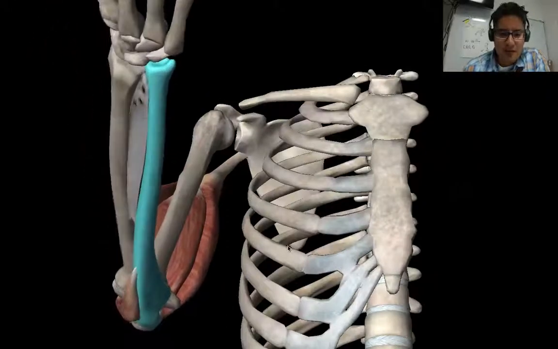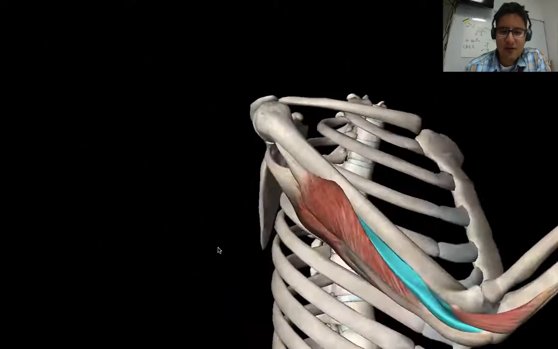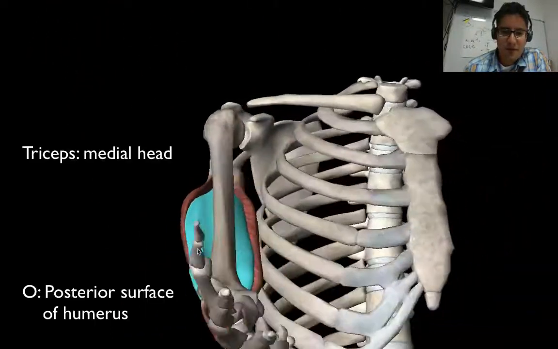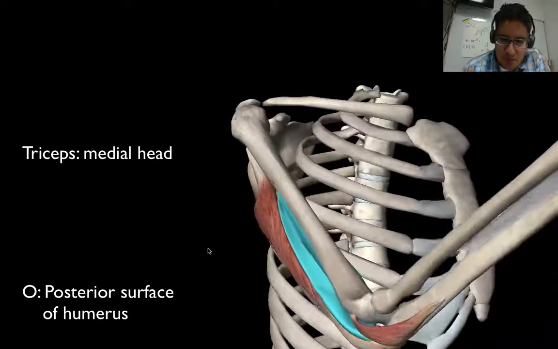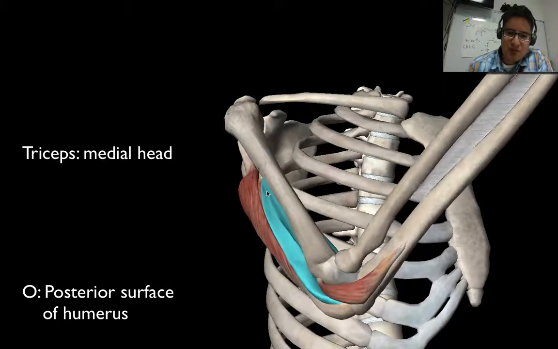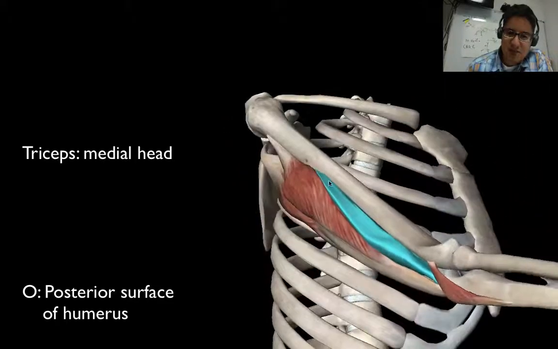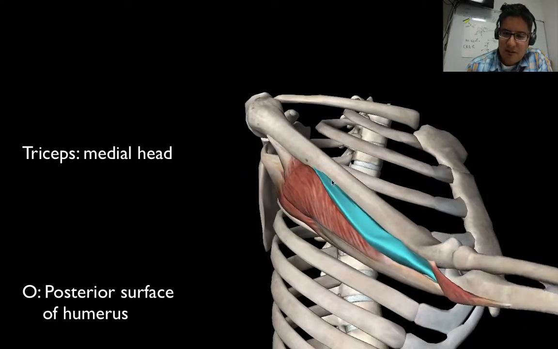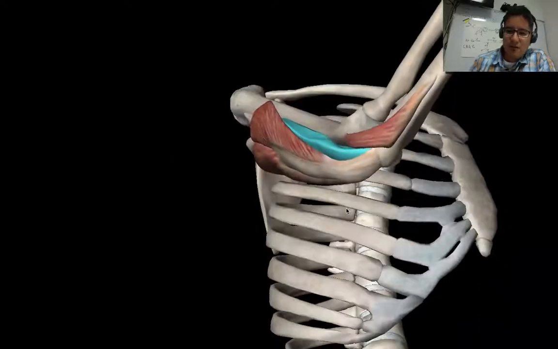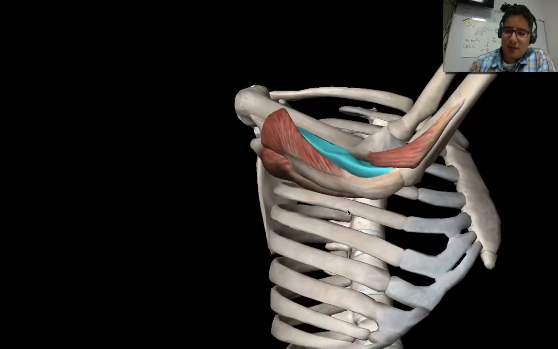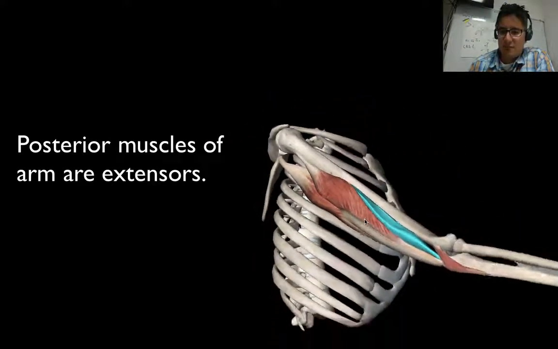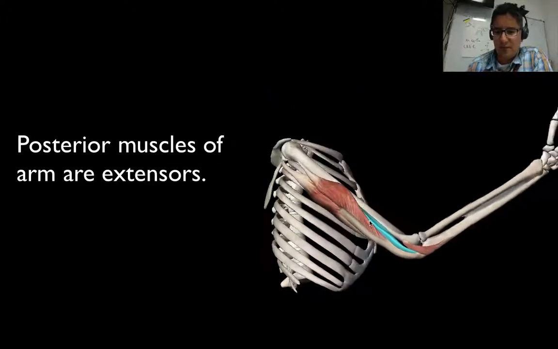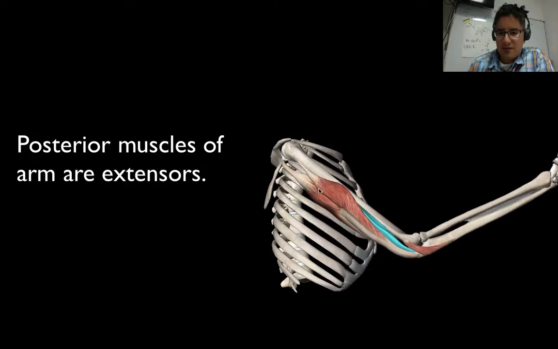Alright, so let's take a look at the third head of the triceps, and that is your triceps, the medial head. Okay, and its point of origin here is on the posterior surface of the shaft of the humerus. Okay, and these muscles, both of these muscles, have the same function, and that is to extend the arm. So here, let me zoom out, and you can see the arm being extended.